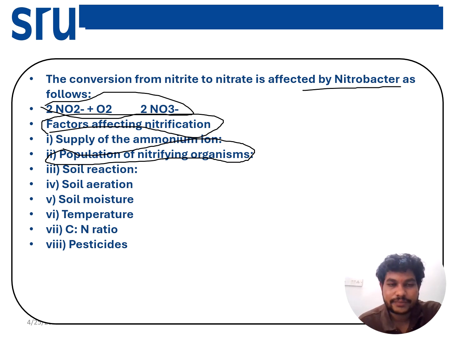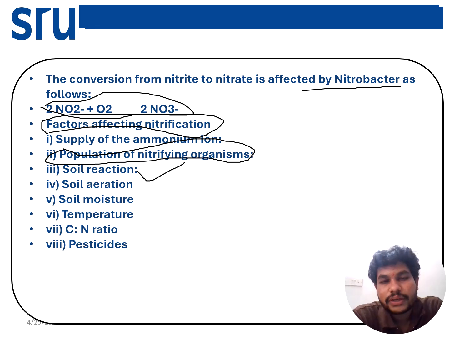So nitrification will get increased. Then pH: we know that in neutral pH bacteria will be present, and their population will also be more. So the nitrification rate is more between pH 5.5 and up to 8. If the pH is less than 5.5 or more than 8, then the population will get reduced, so the nitrification rate will decrease. Then soil aeration: if the oxygen content is more than 25%, then the nitrification rate is more.